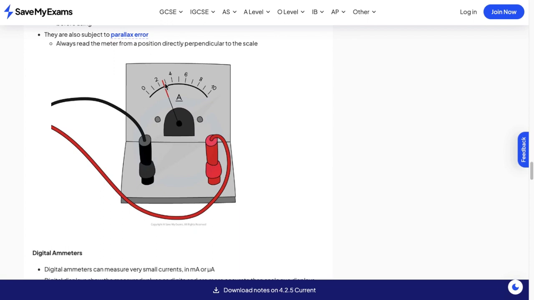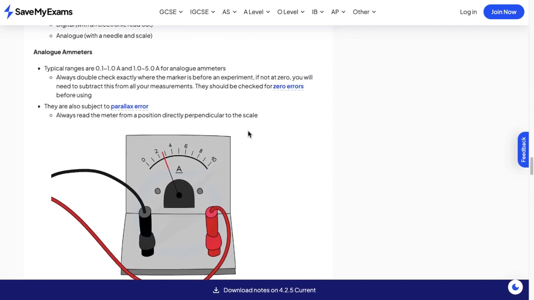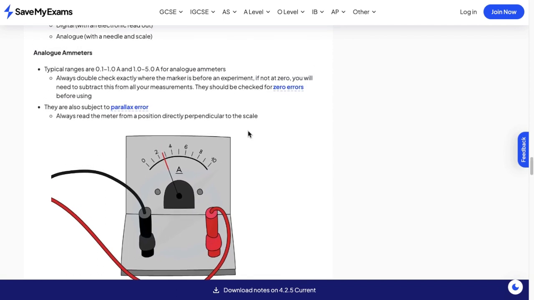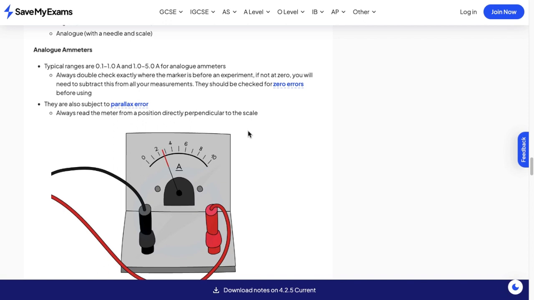This is about 2.8 or 2.7 ampere. So you can see here the value displayed is about 2.7 or 2.8 ampere. Is that okay? From this analog ammeter. So for this digital ammeter, it just gives you the value straight away. You don't have to start reading. It gives you the value straight away.